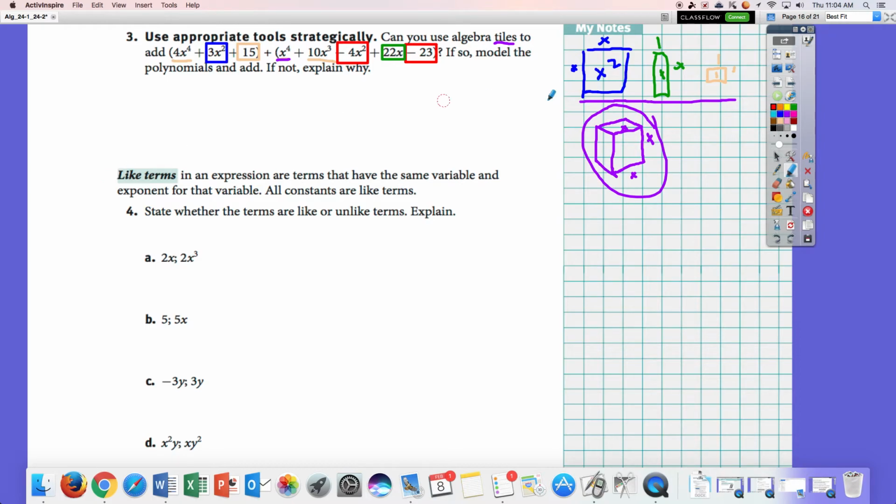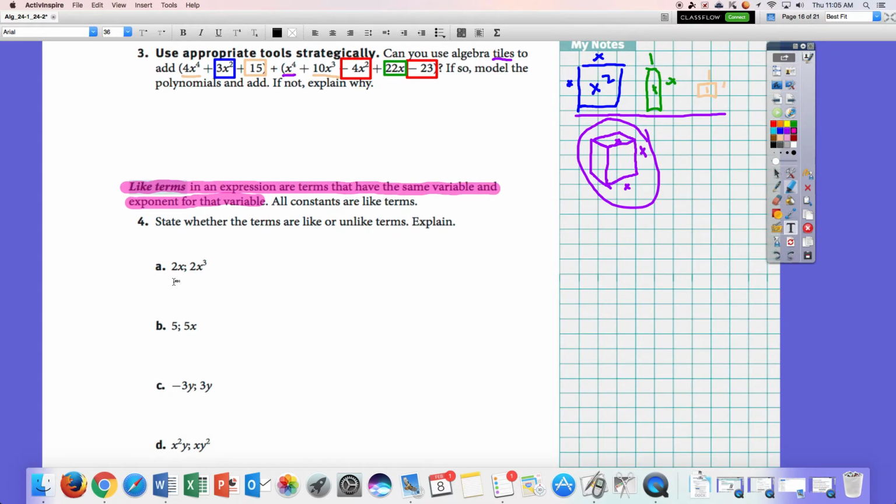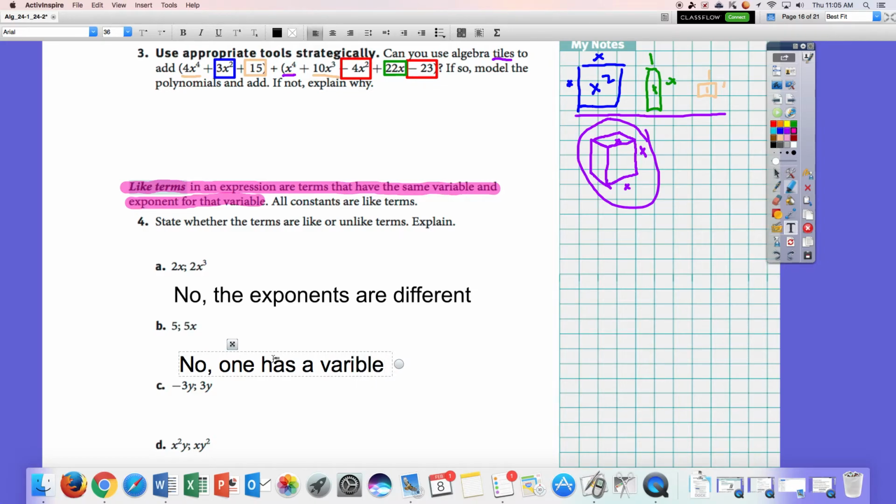Below here, we're going to now look at another vocabulary term, like terms. This is something that we have used throughout the year and in pre-algebra as well. So I have full confidence that we understand what these are. So letter A, are they like terms? No. The exponents are different. They're not the same. B, no. One has a variable. If they are like terms, the exponents must be the same and the variables must be the same.